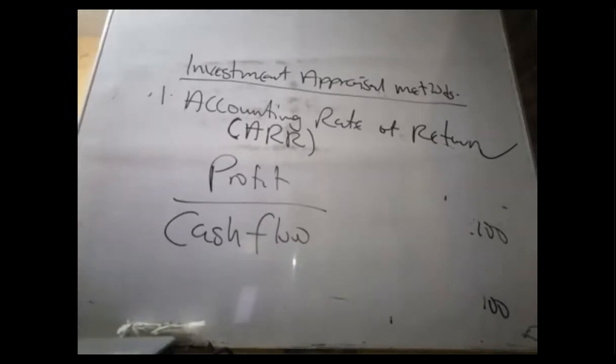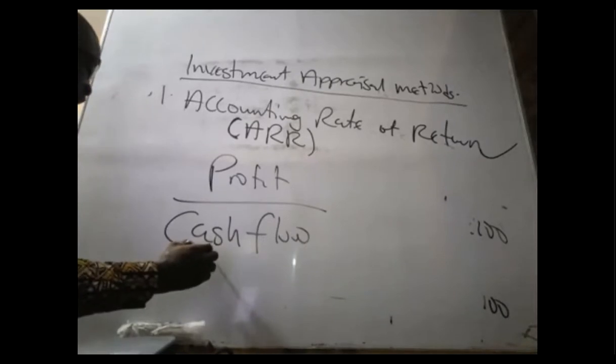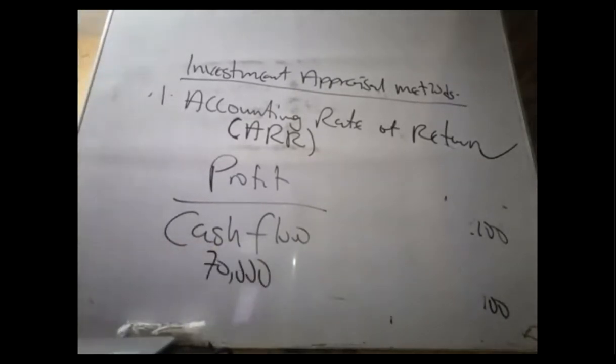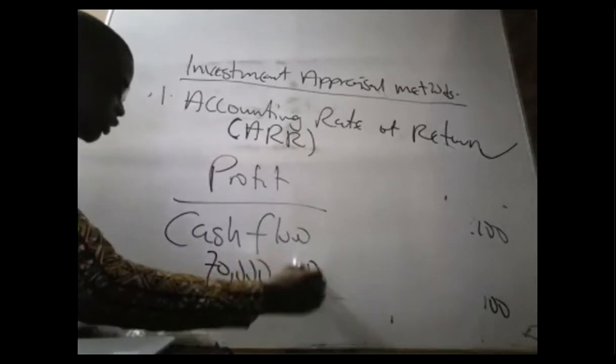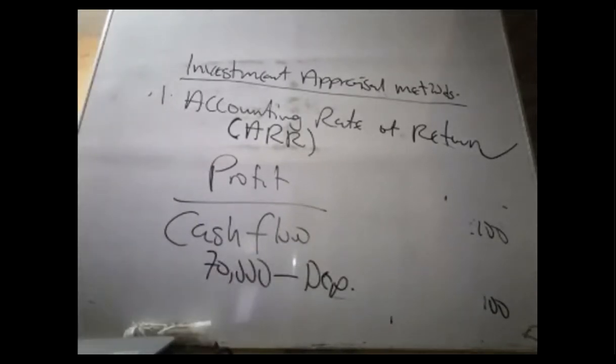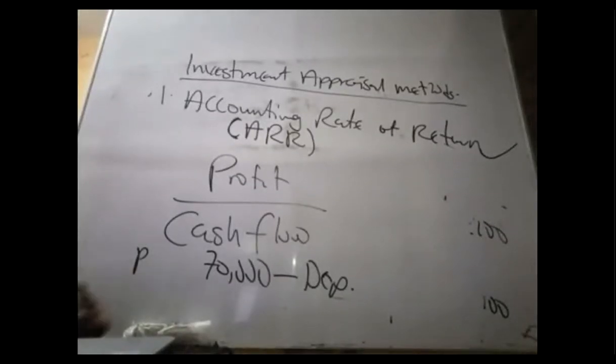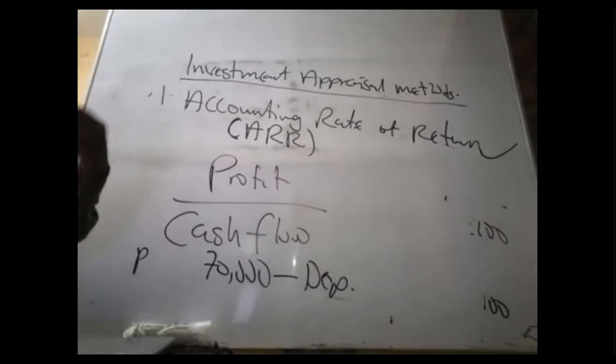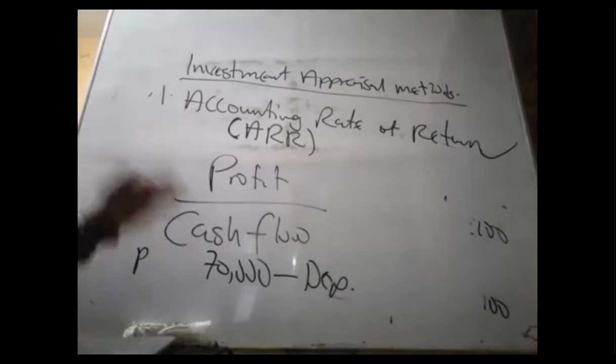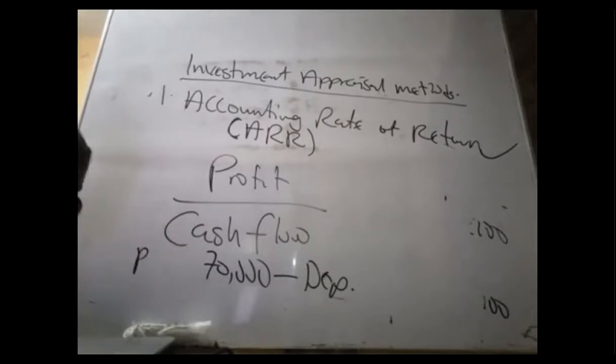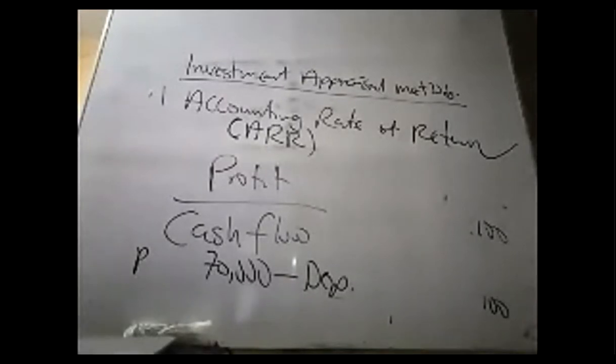How do you convert cash flow into profit? If the cash is, let's say, 70,000, then calculate your depreciation and deduct the depreciation from it. That is all. So profit is equal to cash flow minus the non-cash item, or the depreciation. The major non-cash item is the depreciation. So when they give you the cash flow and they ask you to calculate accounting rate of return, it's okay. Just pick the cash flow, calculate your depreciation, deduct it, and then you will get the accounting rate of return.